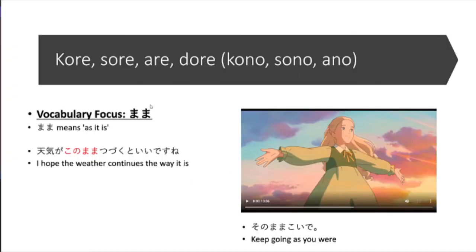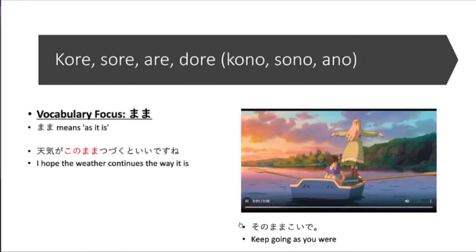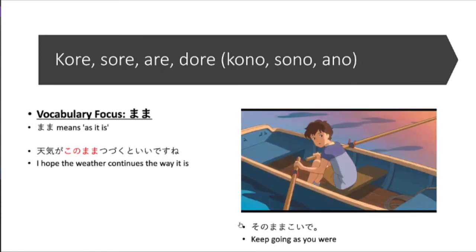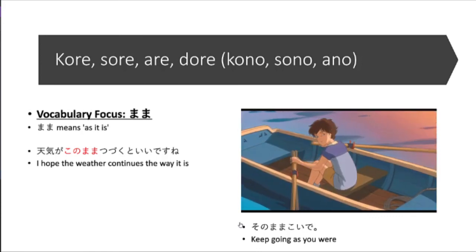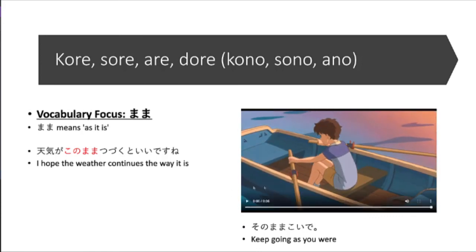Again, we got some here. さあ、そのまま来いで。 So in this case, she says, Sono mama koide, which is mama means just as it is. So keep doing what you were doing, is saying, keep going in that way that you're doing it. In that case, she's referring to the boto okogu, rowing the boat. So again, you can use this to say as it is.